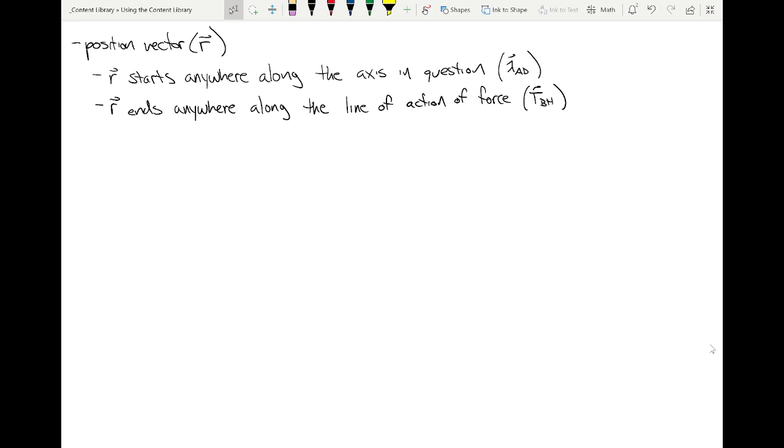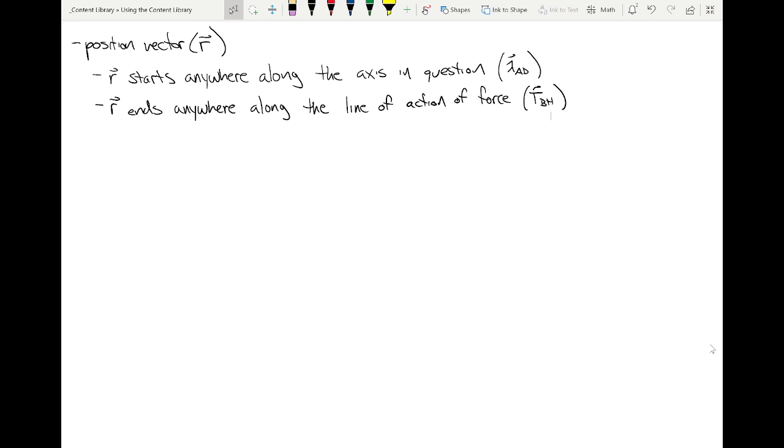Everybody got that? So here's what's kind of wild about this. Because we're taking moments about an axis, we just need a vector that starts along that axis and ends anywhere along the line of action of force. So because I've got two points for the axis in question, A and D, and two points along the line of action of force, B and H, I could really pick any permutation that starts at lambda and ends at the force, and I will get the same answer.